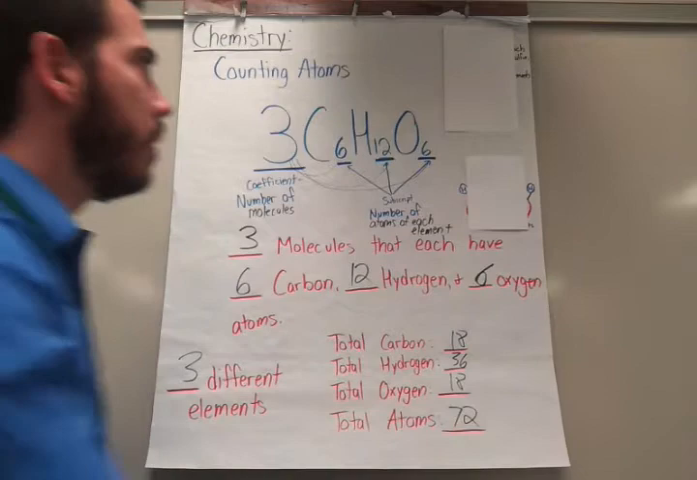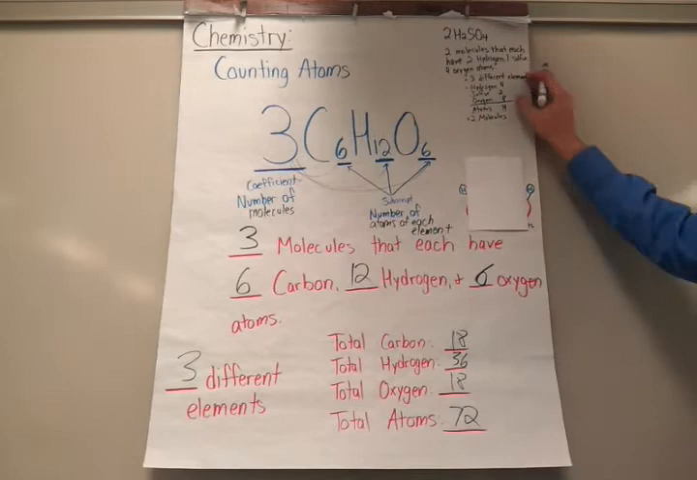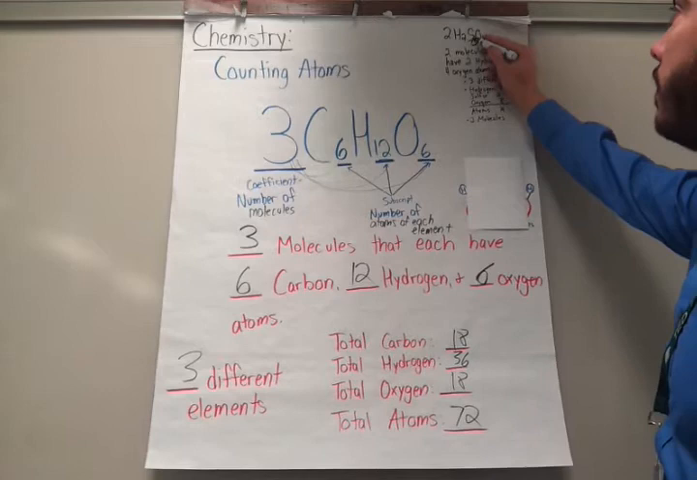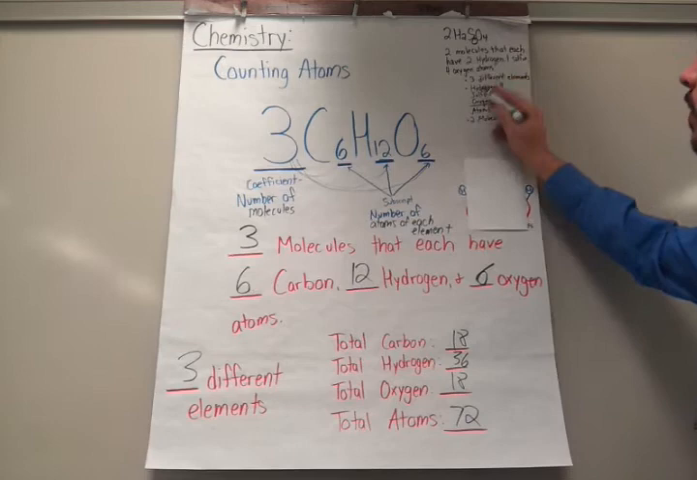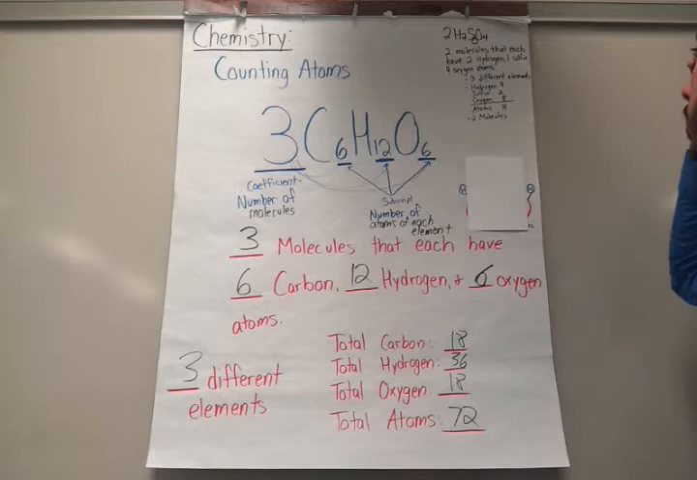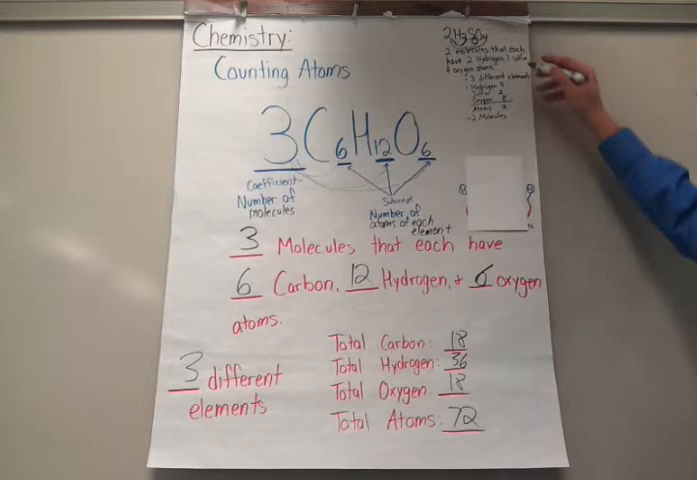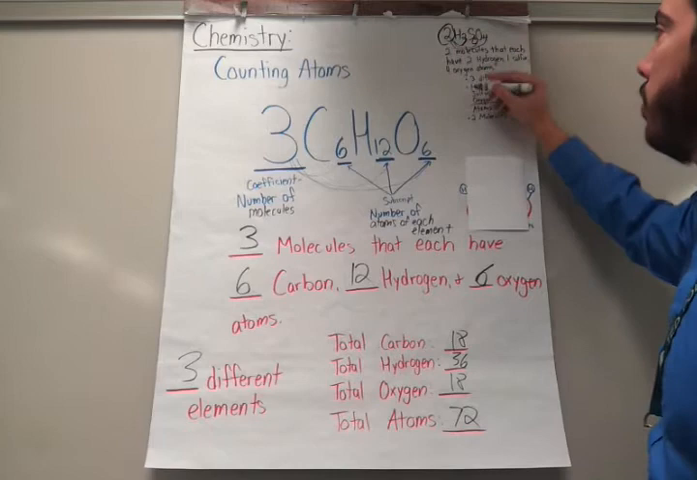Going back up to the top, we've got another chemical formula here, 2H2SO4. And what that means, again, is 2 molecules that each have 2 hydrogens. Since there's no subscript next to sulfur, that means 1 sulfur and then 4 oxygen atoms. So there are 3 different elements, 1, 2, 3: hydrogen, sulfur, and oxygen. There are 4 hydrogens, 2 times 2. There are 2 times 1 sulfurs, or 2, and 2 times 4 oxygens, which is 8. If you add that up, 4 plus 2 plus 8 gives you 14, and there are 2 molecules of this substance. This would be sulfuric acid.